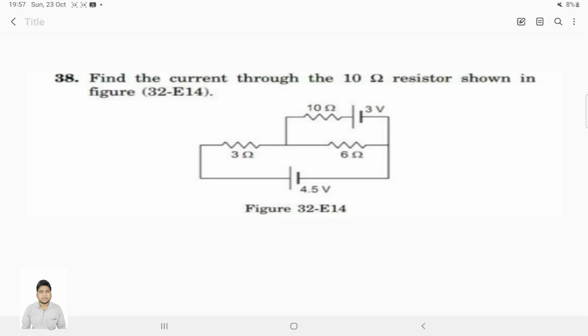This is question number 38 from EC Verma. Discussing the third method for this question.